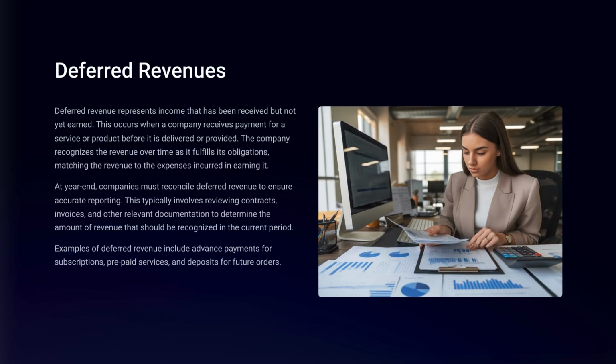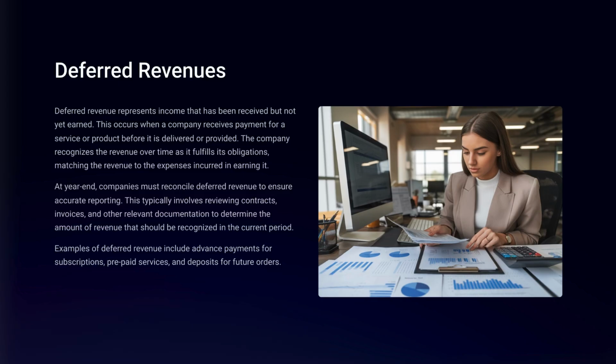Deferred revenues. Deferred revenue represents income that has been received but not yet earned. This occurs when a company receives payment for a service or product before it is delivered or provided. The company recognizes the revenue over time as it fulfills its obligations, matching the revenue to the expenses incurred in earning it. At year-end, companies must reconcile deferred revenue to ensure accurate reporting.